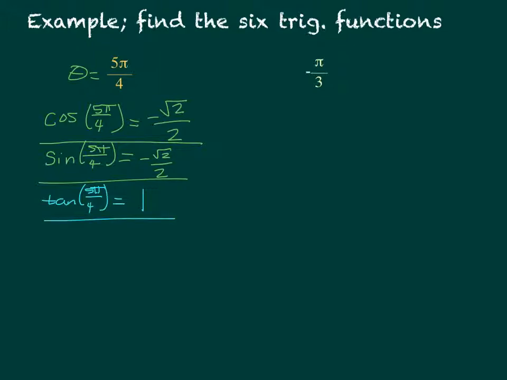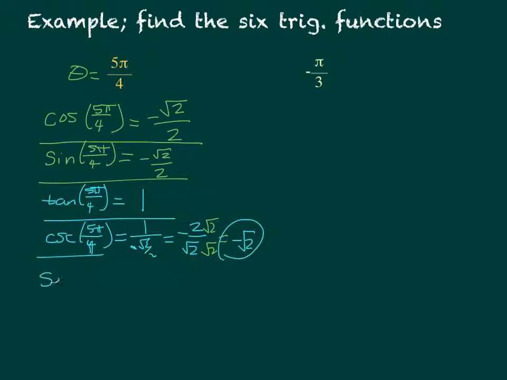And then if I find my cosecant of 5 pi over 4, that is the reciprocal of sine. So it's going to be 1 over negative square root of 2 over 2, which is actually going to give us negative 2 over the square root of 2. And then you might want to rationalize the denominator, so you multiply by square root of 2 over square root of 2, giving you the final of negative square root of 2. So that's your cosecant.